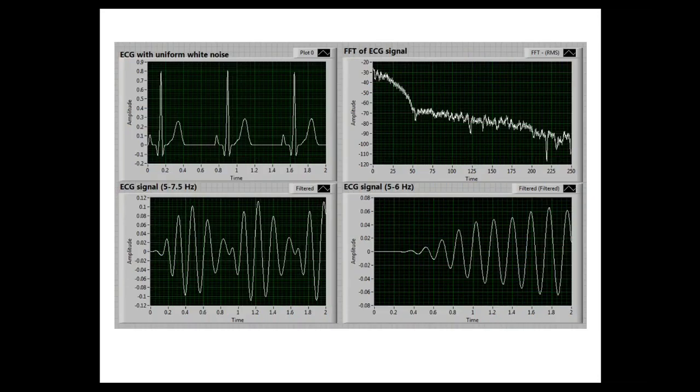Now coming to another example, ECG. So this would be without uniform white noise. So we have the ECG signal. Now if you take the FFT of the ECG signal, we get something like this. Okay. Now if I apply a filter of say 5 to 7.5 hertz, see, we are getting a kind of periodic signal which is constituted of a series of sinusoids.